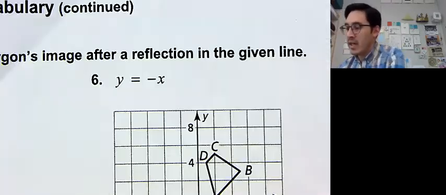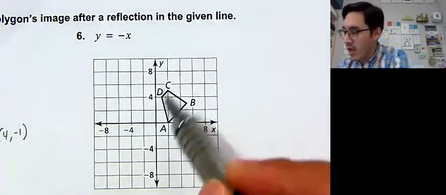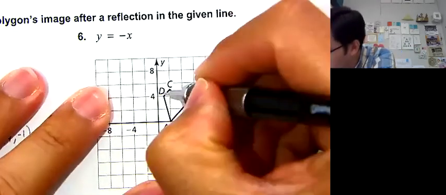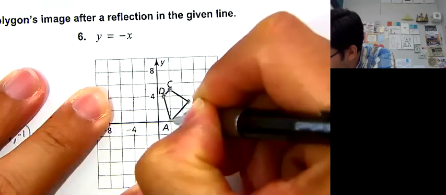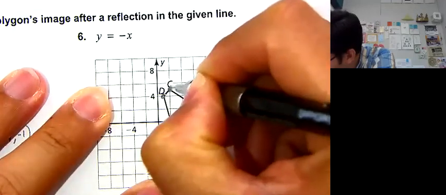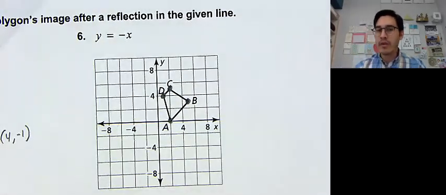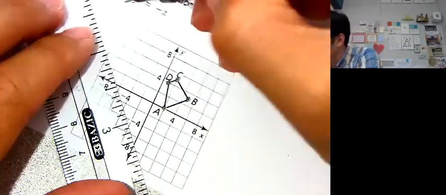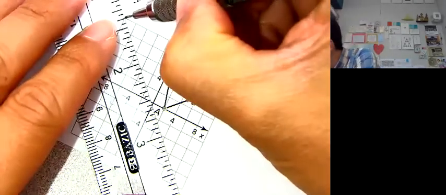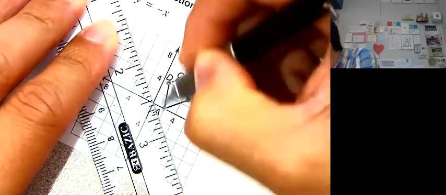All right, let's look at question 6. Okay, so again, we have a quadrilateral. Let me go ahead and put some lead at those points. And this time we're going to reflect it across the line y equals -x. Okay, so y equals -x is that line right there.